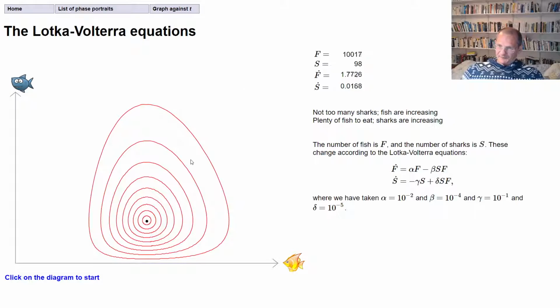So that's roughly how the Lotka-Volterra equations work. If we start a long way away from the equilibrium point, then we get these kind of wild increases and decreases in the population of both the fish and the sharks. But if we start close to the equilibrium point here, then nothing much changes.